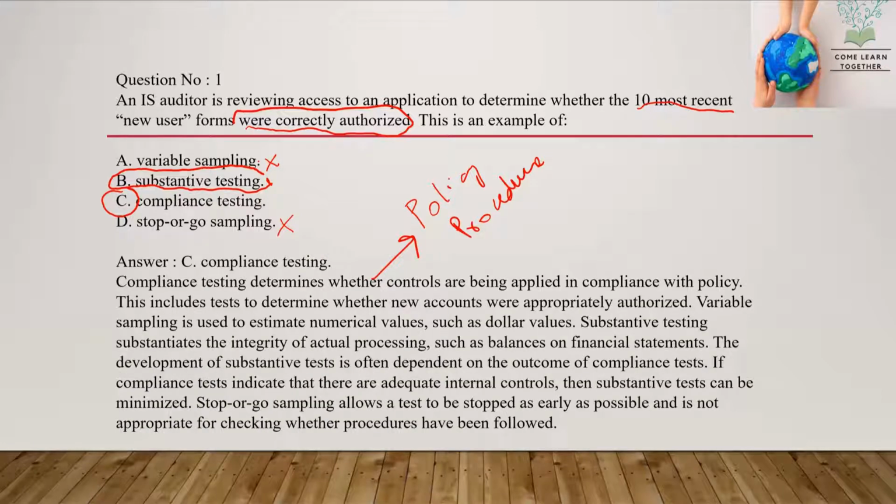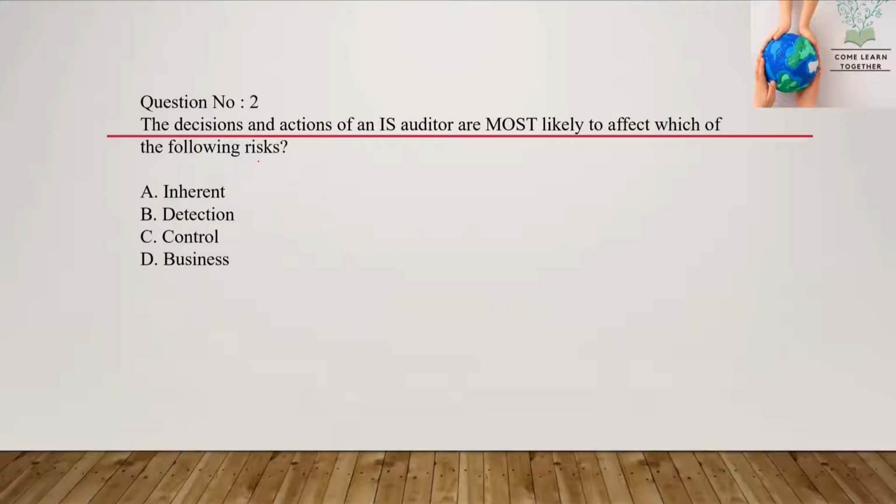So compliance testing determines whether the controls are being applied in compliance with a policy or a procedure. So basically, this is how we should approach this question itself. It seems to be sometimes very easy if we know the concepts and we know the theory of elimination. Sometimes we have to use the theory of elimination because it was not asking for sampling, so I have ruled out the sampling. So let's see another question.